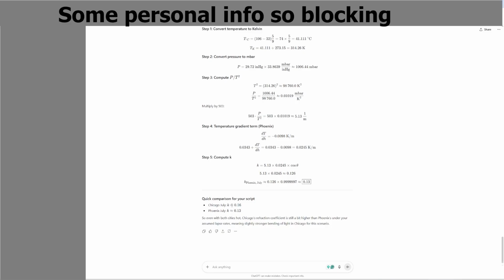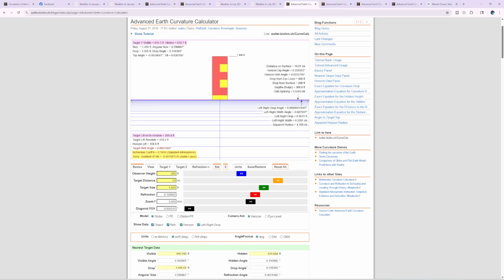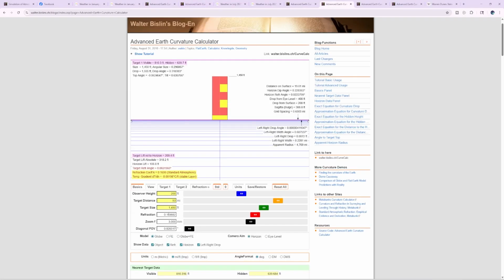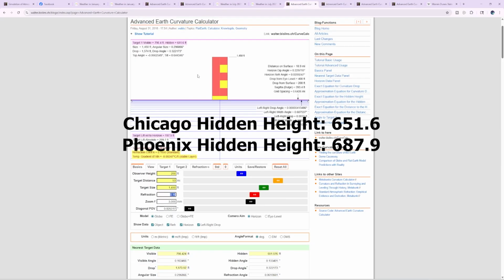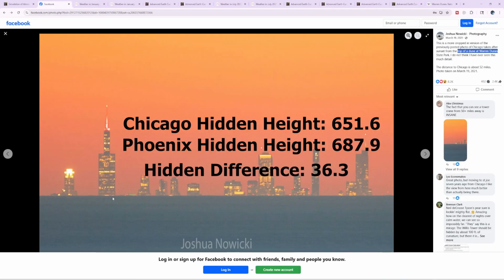Okay, so here we've got Chicago and Phoenix. So 0.16 and 0.13. Chicago here, 0.16. Phoenix here, 0.13. So with Phoenix, with our 0.13 refraction, we've got 687.9 feet hidden. In Chicago, with our 0.16, we have 651.6 feet hidden. So that's only a difference of 36.3 feet. Again, that's like 4 stories. So in this picture, we would be seeing 4 floors difference in the different refraction of Phoenix and Chicago on July 1st in the summer when it's hot.